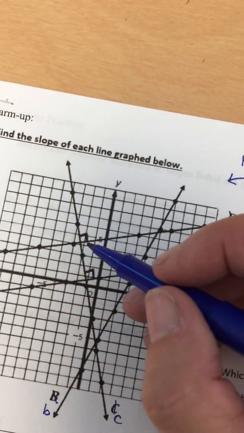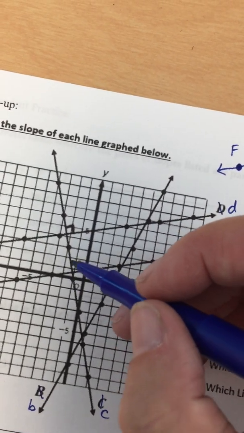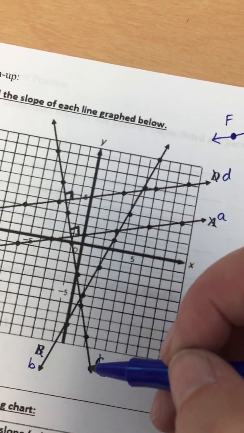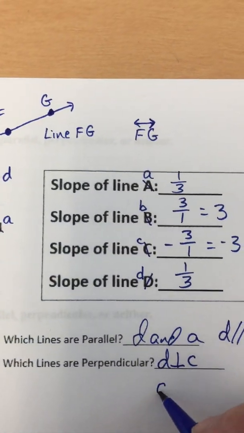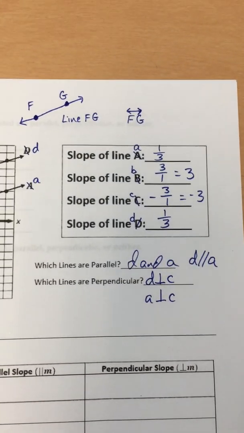Now there's another set, because that's one angle that's perpendicular. This is another one. All of these, again, are 90 degrees around that intersection. So this is line A, and again with line C, so A and C are perpendicular. So I'm going to say A is perpendicular to C. All right, so those are the ones that we're just picking out.